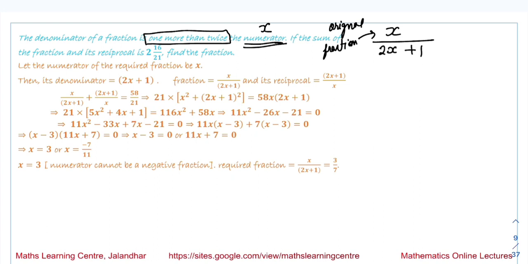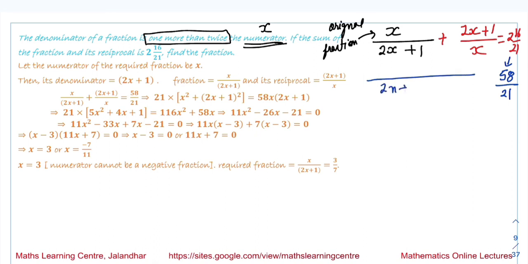If the sum of the fraction and its reciprocal, we are saying the reciprocal of the fraction is (2x plus 1) over x, and the sum of both these values is 2 whole 16 by 21. What is 2 whole 16 by 21? This is 58 by 21. Now if we take the LCM over here, we get x squared plus (2x plus 1) whole squared over (2x plus 1) into x. This is equal to this.